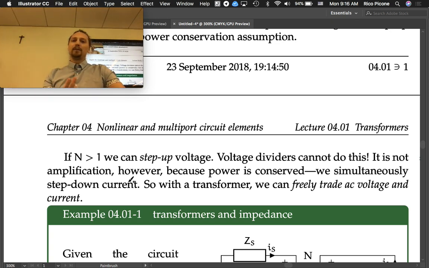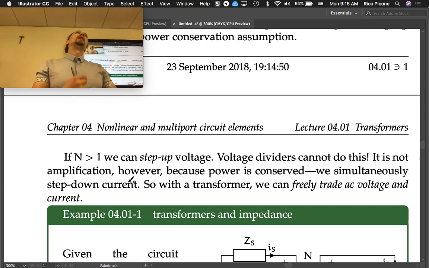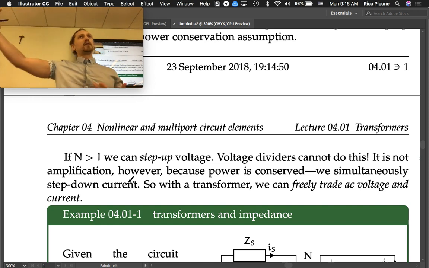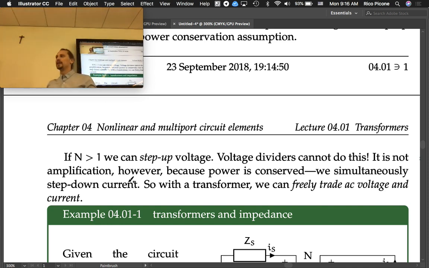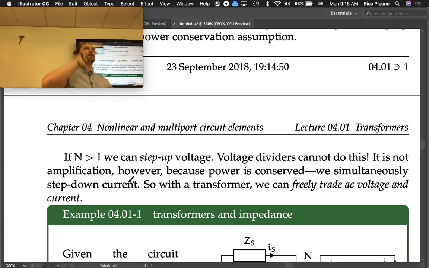So with the transformer, we can freely trade AC voltage and current. So that's what we can do with the transformer. So that's why on our power lines, we have transformers throughout, and that's what that's doing, it's trading voltage and current for us. And all of our power transmission lines are AC. So we can use transformers to do that. Relatively lossless, but there's going to be a little bit of heating that happens, and that's lost power. So they're not perfect. They do lose a little bit each time they're transformed.